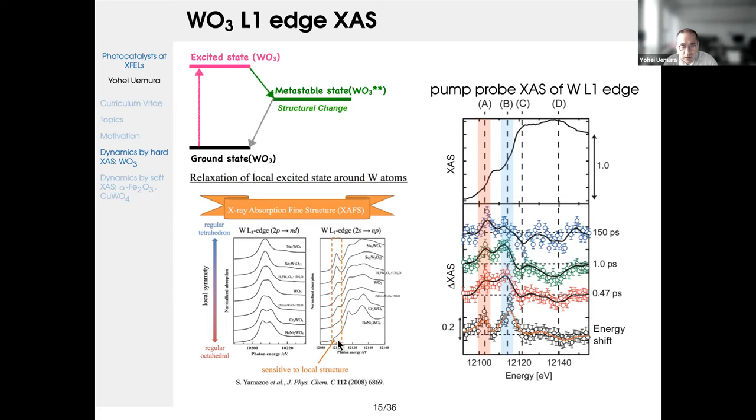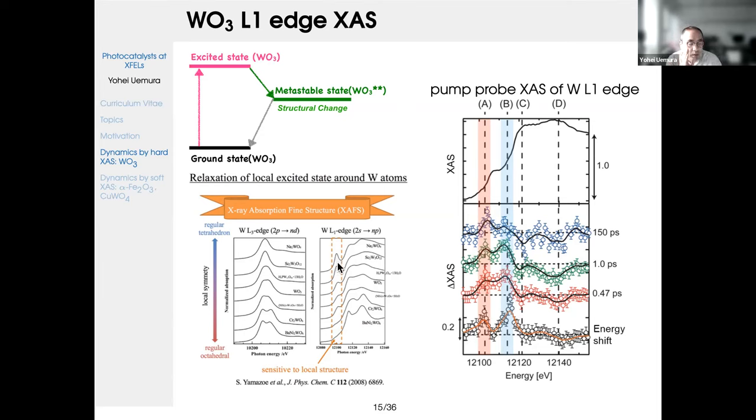The tungsten L1-edge has the pre-edge peak. This is very sensitive to the local structure of tungsten. For example, if the tungsten has a local octahedral structure, the pre-edge peak intensity is very small. However, if that structure is very close to the tetrahedral structure, that yields a very obvious pre-edge peak.